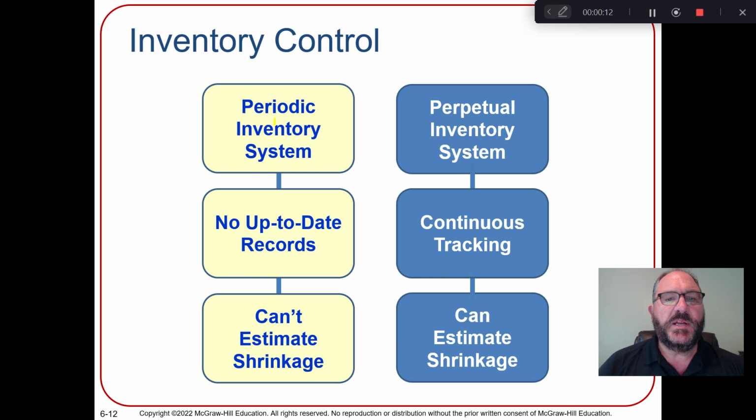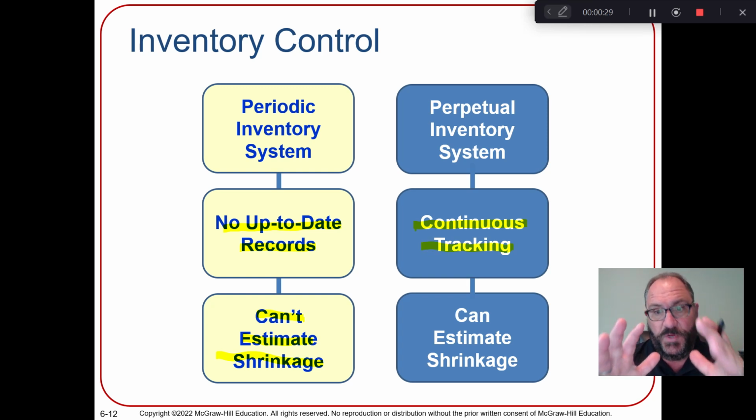So on the periodic system, you've got no up-to-date records and you can't estimate shrinkage. So you could see, why would anybody do this, right? Perpetual inventory system, we have continuous tracking. We know what we should have in inventory. Obviously, it's not always 100% right, but we know what it should be. And we can estimate shrinkage.